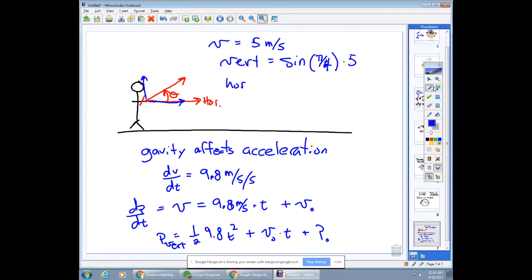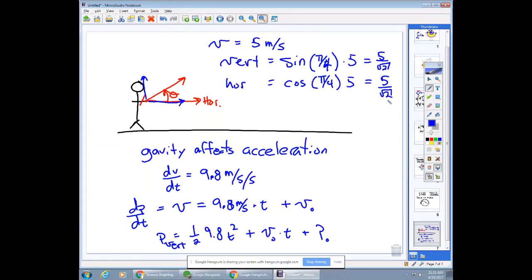Horizontally, I was attempting the same thing, so that would just be cosine of pi over 4 times 5. Now, sine of pi over 4 and cosine of pi over 4 are both square root of 2 over 2, or 1 over the square root of 2. So vertically it should be about 5 over square root of 2, and horizontally it's about 5 over square root of 2, or roughly 70%-ish of 5, which should be like 3.5 meters per second, maybe.